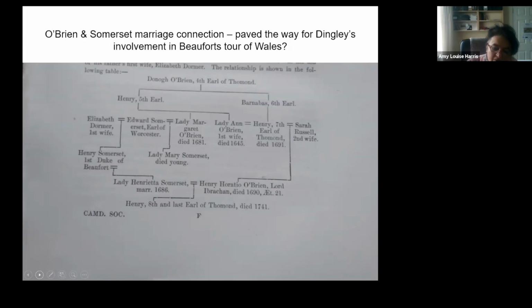But he may have remained on good terms with Dingley and recommended him to record Beaufort's tour of Wales. And by doing this, Dingley incorporates the O'Brien tomb into the Welsh manuscript as a sort of thank you, but also, more importantly, to show the marriage connection between the two families.